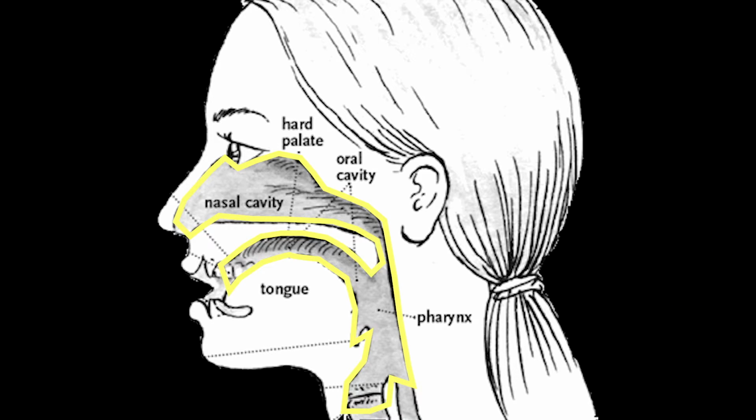And notice, too, how the spaces here are all connected. The nose connects to the mouth, and those connect to the throat. It's one big open space. We call this open space the vocal tract.